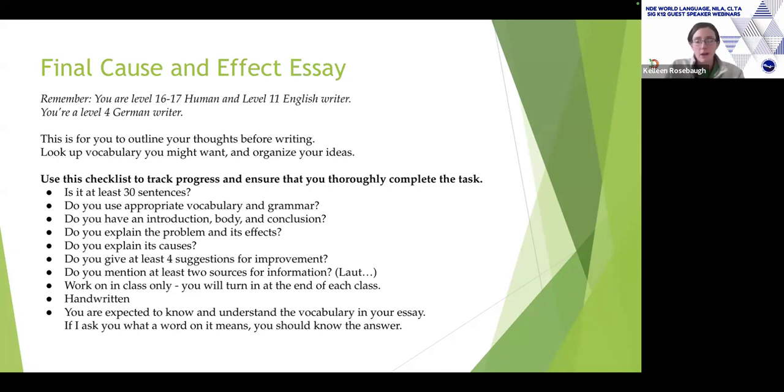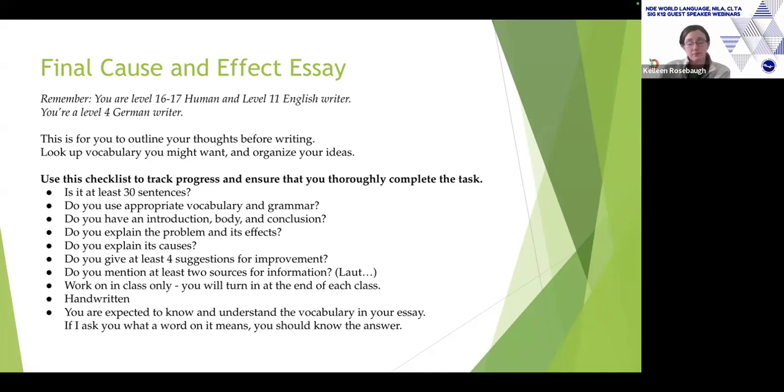And so I have a checklist for them after they've done their outline, they've written it up, making sure it's appropriate. They have problem, effects, causes, their suggestions, sources. They only work on this in class because I have issues with online cheating. So all of it is done by hand. They turn in their paper at the end of every class.